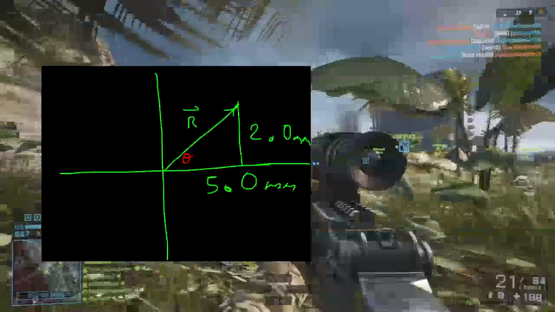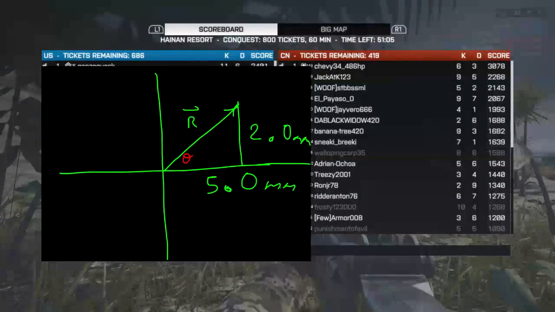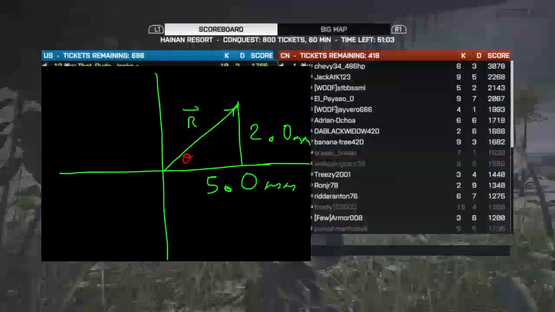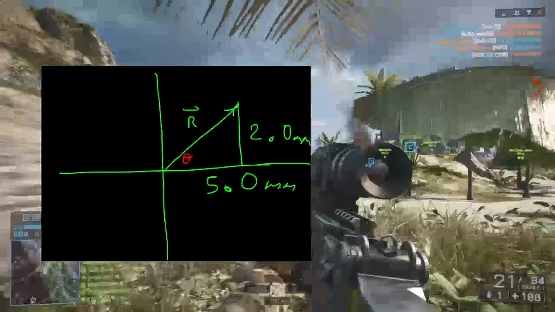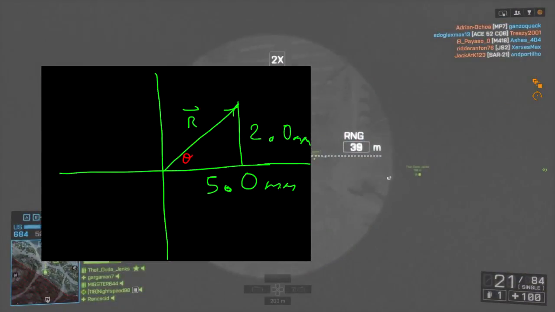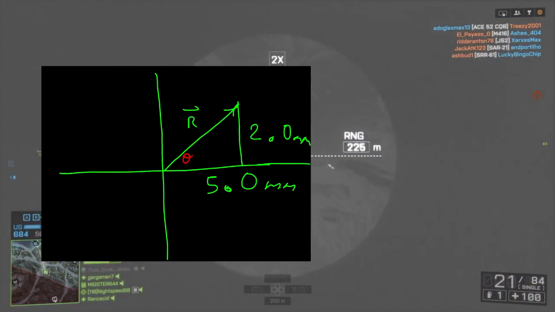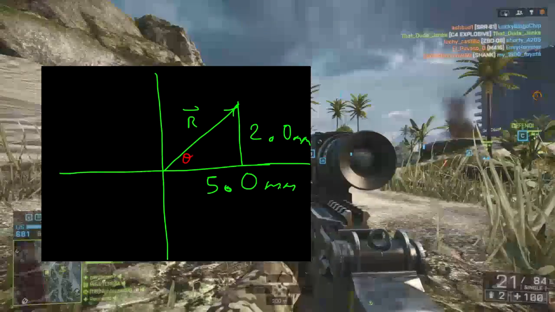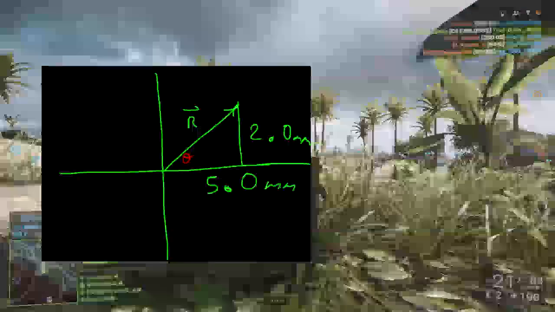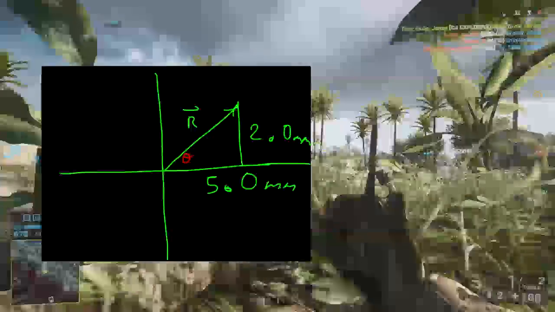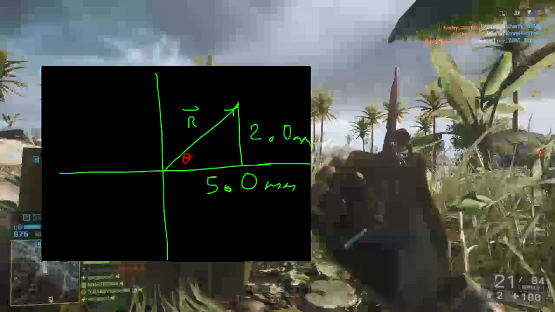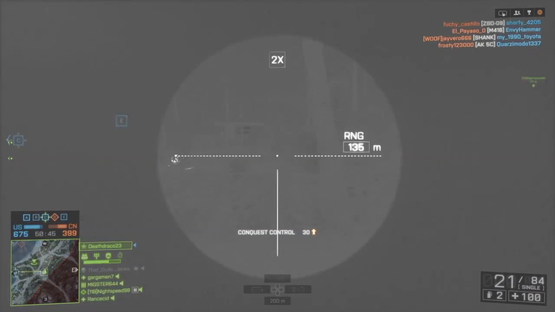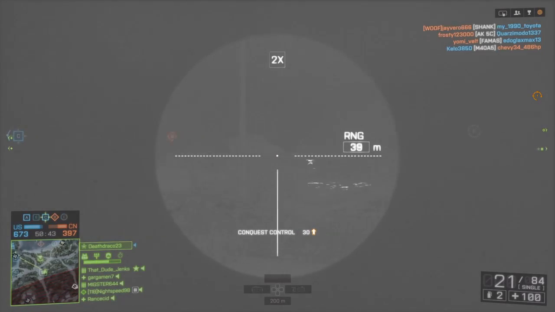And we could double check that by using sine. 5.4, and then press sine, and then you enter the angle 21.8, and you get 2.005. So yeah, that's the correct answer.